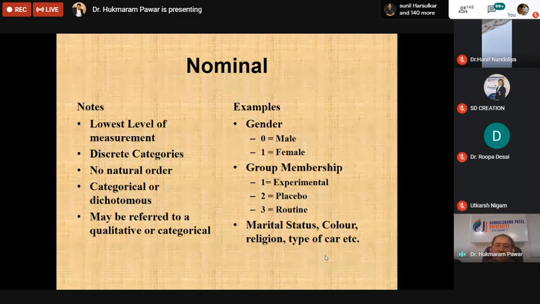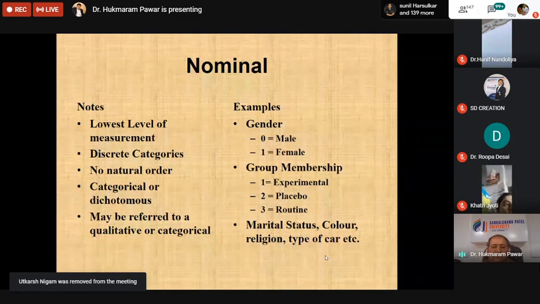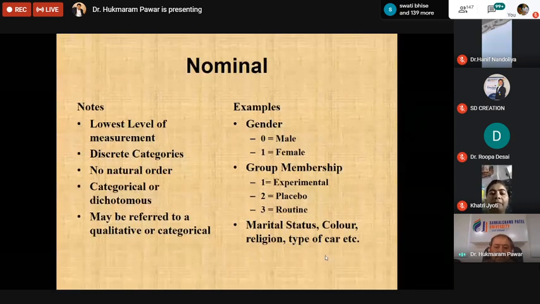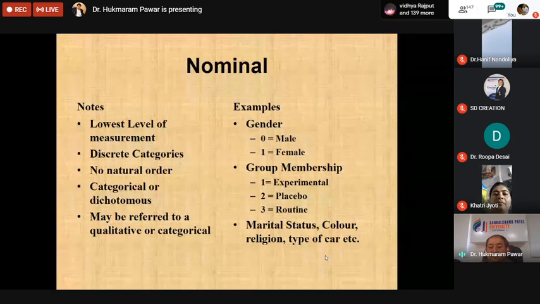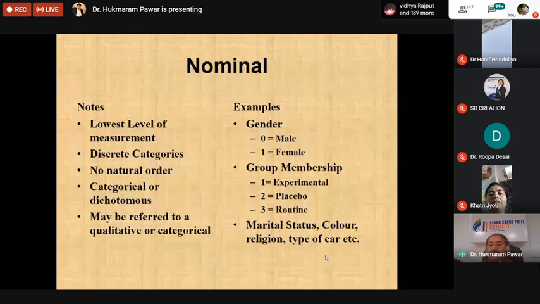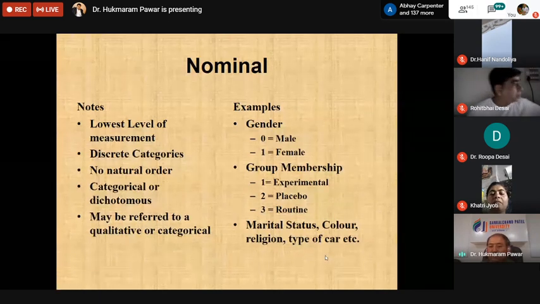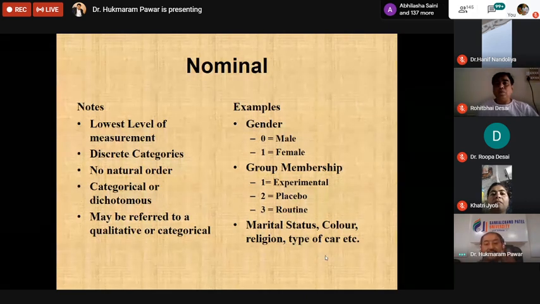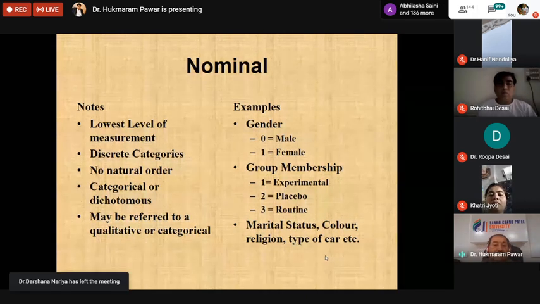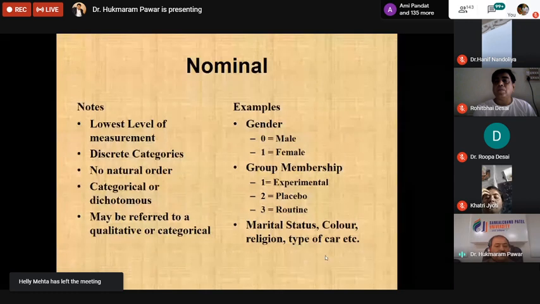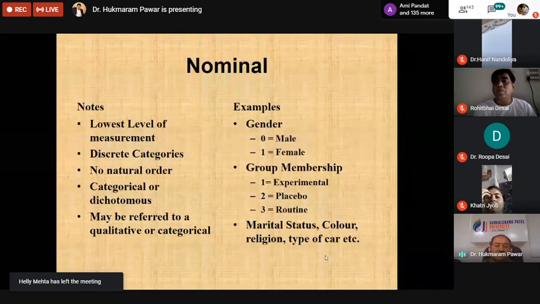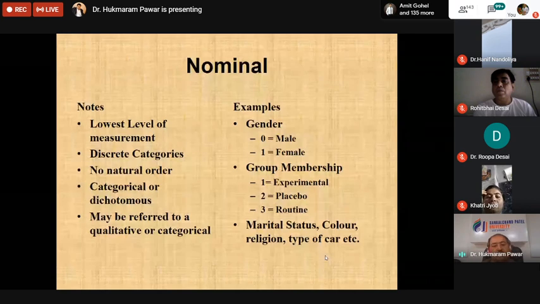For example, if you ask the question gender, what is your gender, the answer is normally male or female, but a computer or machine cannot understand that. That's why we assign numbers. Male means 0 and female means 1. You can also assign male as 1 and female as 2, but there is no relation between 1 and 2. You cannot total 1 and 2. You cannot say that 0 is less than 1. That kind of relation is not there. It is just an identification code, and normally we use this kind of identification when we assign roll numbers to our students.